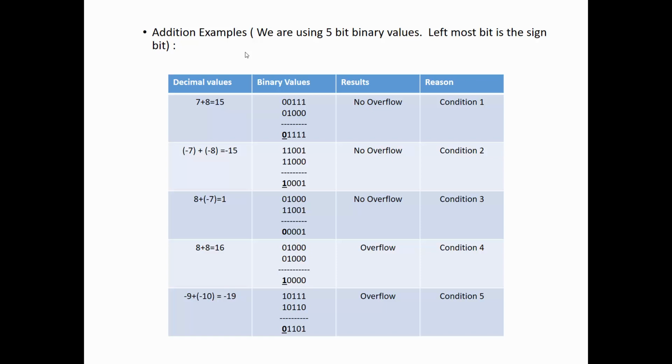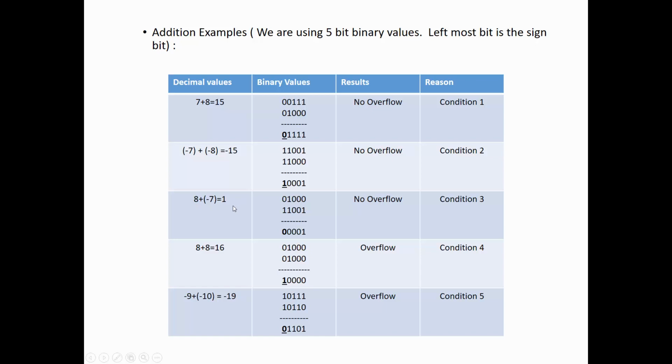7 plus 8 is 15. 15 can be represented in 5 bits, and there's no overflow. Notice that we check the sign. The way the machine does that is it looks at the sign bits of the two previous numbers, and if both are the same and the result's sign is the same, we're okay. Likewise with negatives: both signs are the same, the result is the same, there's no overflow.